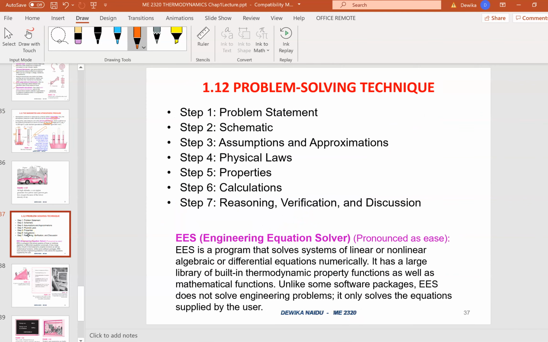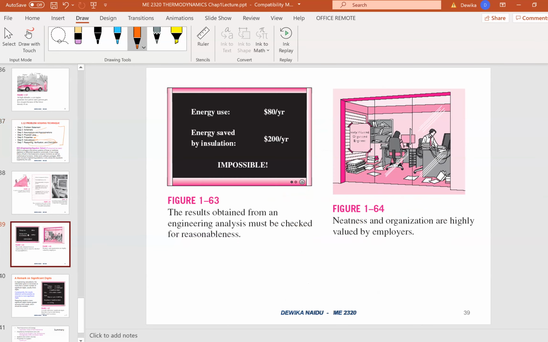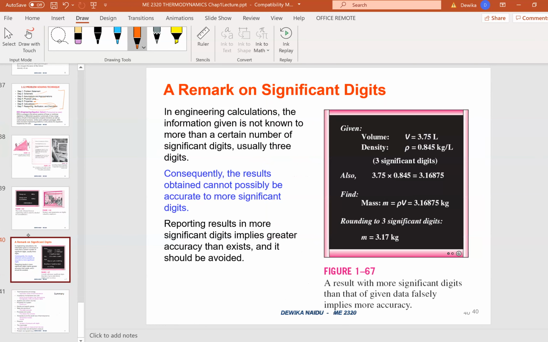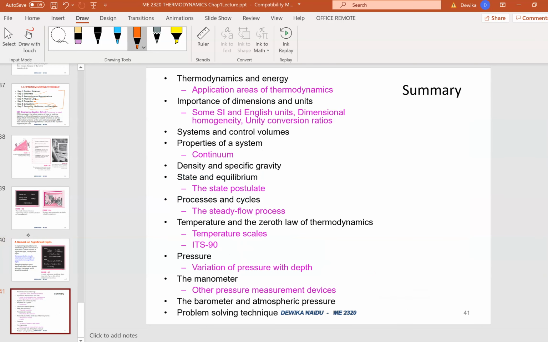Now, how to solve problems. These are the steps that you need to go through. First, you read the problem statement, then you look at the schematic diagram, you make appropriate assumptions, and then you apply laws, look up the properties, calculate, and then reason out your answer. So these are the steps involved, and we have come to the end of the chapter. So the summary: we have studied all these sub-chapters. We are done with chapter 1.